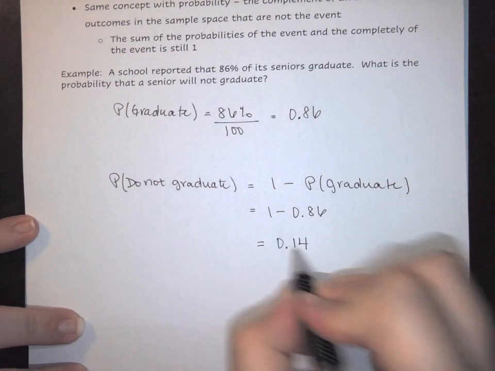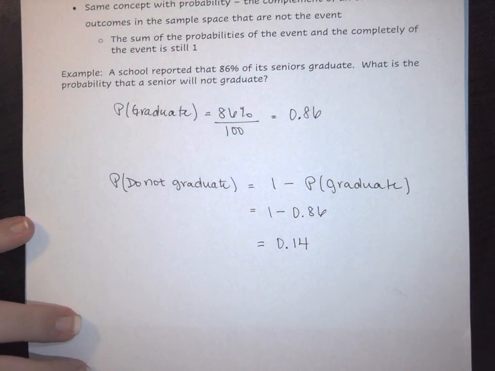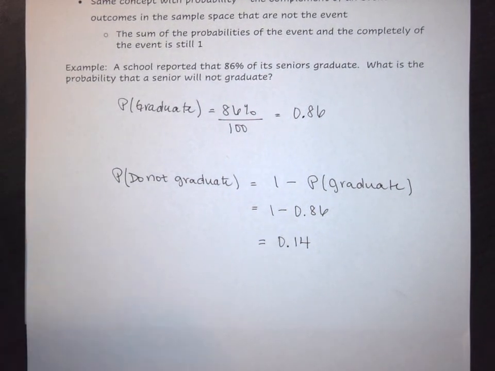Now that's really all there is to it. There's nothing more fancy or anything more specific we need to do. Essentially, to figure out a complement, you just have to take the probability of your event occurring and do 1 minus that probability, which gives you your complement.